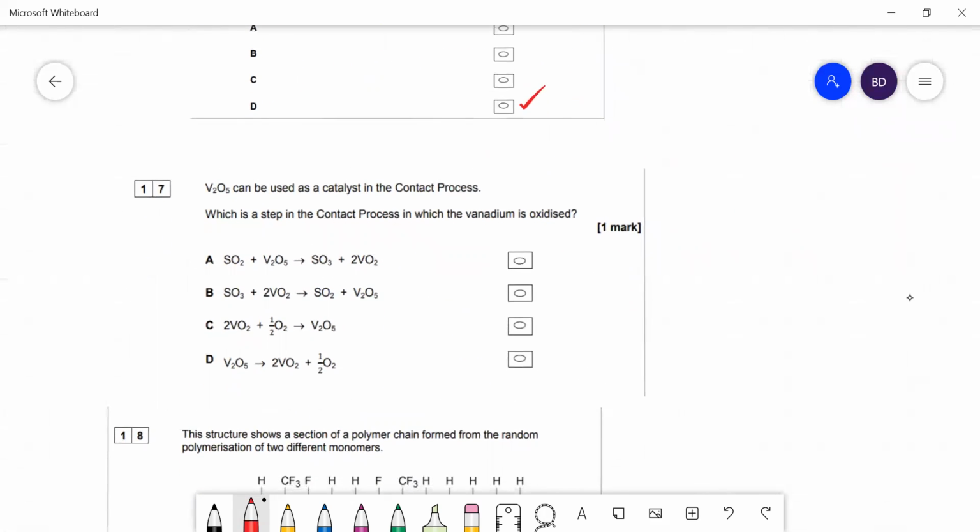17, vanadium(V) oxide here can be used in the contact process. Now the contact process is making SO3 from SO2. So we can rule out B because that's the other way around. So that's wrong, definitely. Okay, let's look at where the vanadium is oxidized. Well, the oxidation state of the vanadium there is +5. Here it's +4. The vanadium's getting reduced there. It's not that. Here, this is going from +4 to +5, so that's possible, and this one's going from +5 to +4, so it's not that, so it's definitely C.